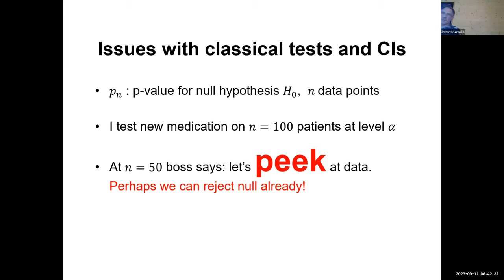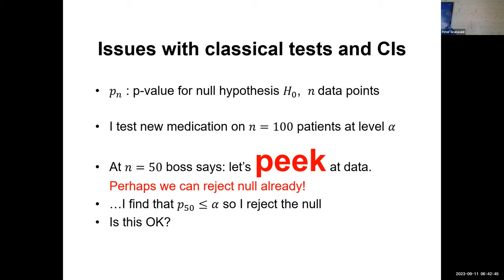But your boss is impatient because you have to recruit patients. They're very expensive. So at N is 50, your boss already says, well, we should already have a look at the data. Perhaps we can already reject the null, save a lot of money, right? If the effect is really large, we should already be able to see it. So you do that. And you find that this is actually smaller than alpha already. It's already 0.01 at 50. So you reject the null. You stop. Is this an okay way to proceed?